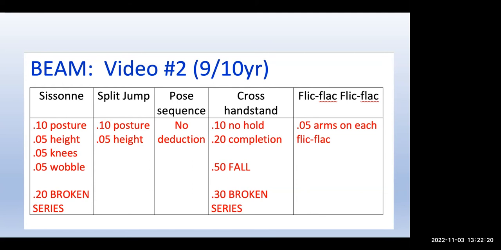Then she falls. When she falls on that, that brings in the completion deduction. I guess I could have put 1/10 no hold, then fall, then completion. But either way, the handstand is a 4/10 element. If she never gets back up and comes from the point of interruption, which was the top of the handstand, she never completed the cross handstand because she never stepped down out of it. So that's why you see the 2/10 completion deduction for the cross handstand. Obviously she fell, she broke her series, then the flick flack, 0.5 for arms on each of the flick flack being bent.